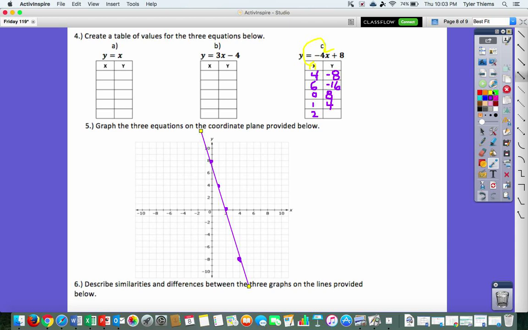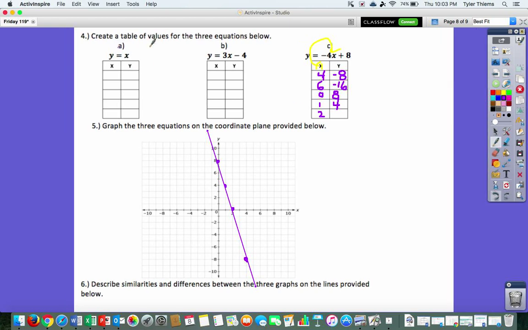What I want you to do now is press pause, and I want you to do letters A and B. I'll go ahead and give you some values that I want you to plug in here. For the first one, I want you to do -8. I just picked different numbers for this one. Press pause and do that now.